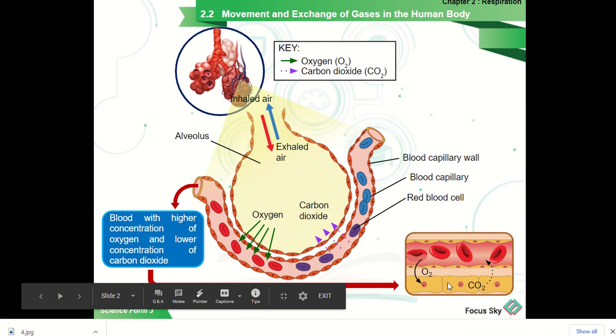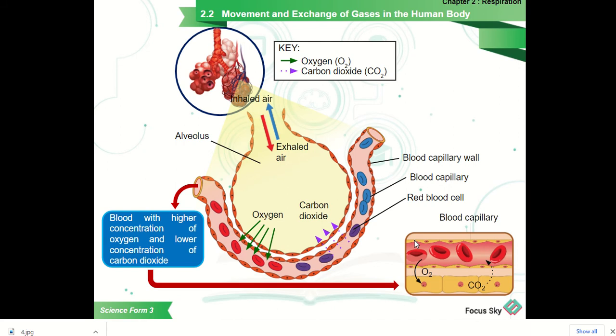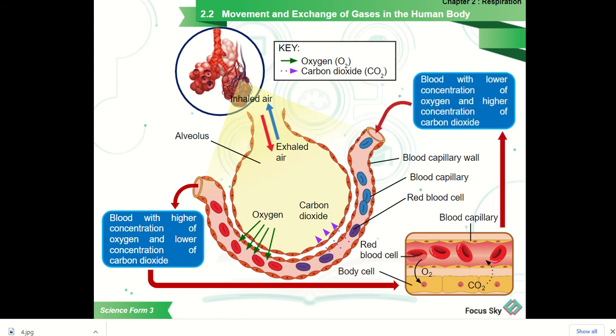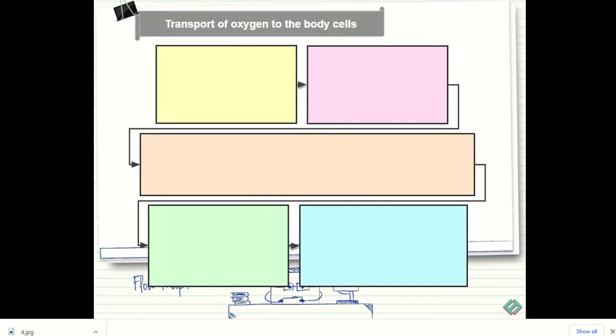Okay, so this is our cell, and this is the blood capillary, and this is red blood cell. So dia akan diffuse masuk dalam kita punya cell, so that dia akan buat the respiration process. Okay, and then saya akan cepat-cepat sajalah. So this is macam mana the mechanism, okay, in the body cell.